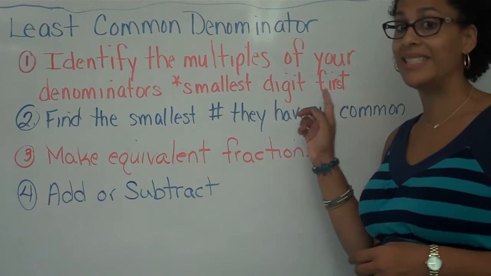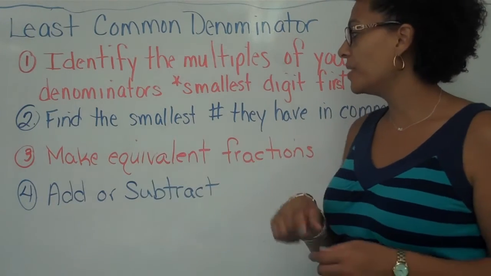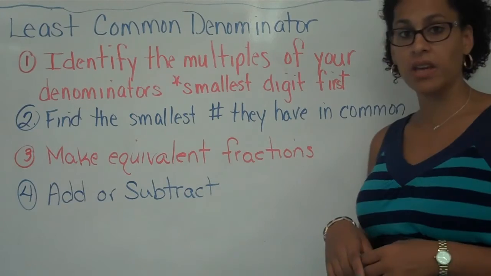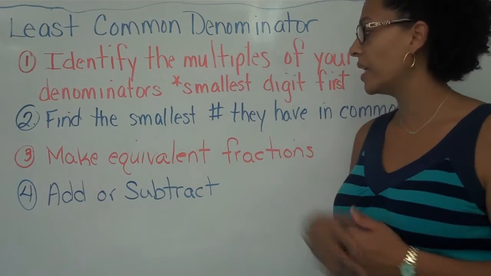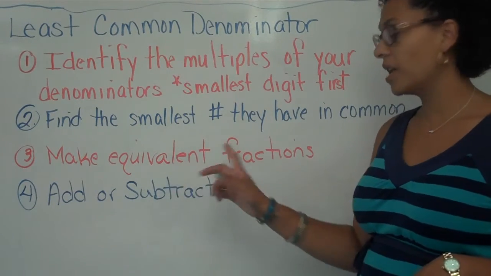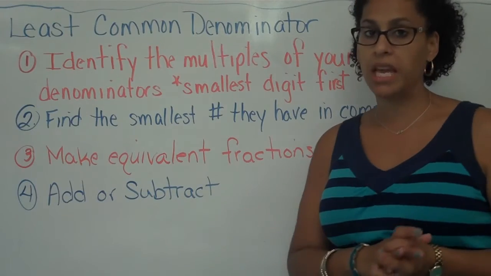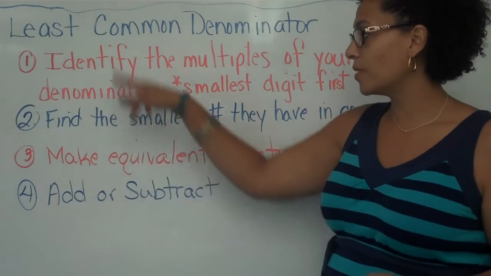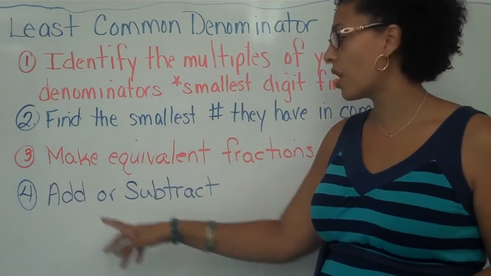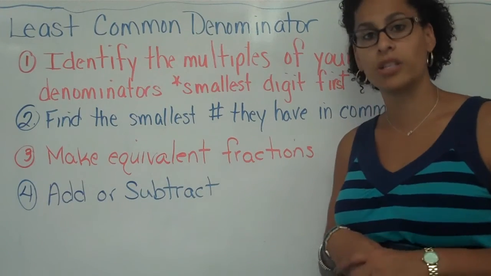We're going to start with the smallest digit first. Number 2 says find the smallest number that they have in common. We practiced this yesterday. We'll do it again. And number 3, make equivalent fractions, and then finally we can add or subtract. Again, our steps 1 through 3 are exactly the same regardless if we have an addition or subtraction problem.